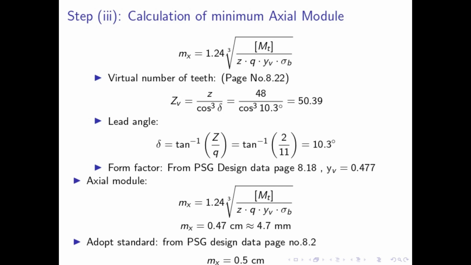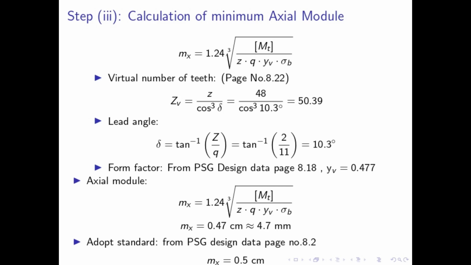Form factor table is available. From that table, YV value can be obtained. So corresponding to ZV as 50.39, and under modification coefficient x equal to 0, both the lines intersecting at 0.477, we have to take as YV. So YV equal to 0.477.